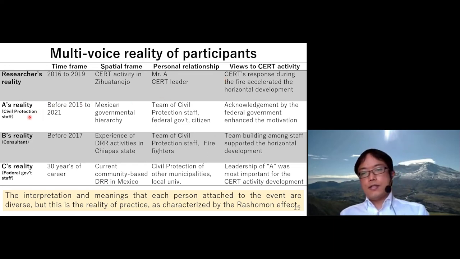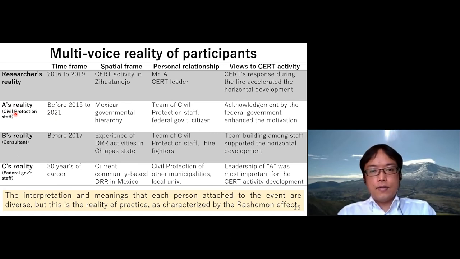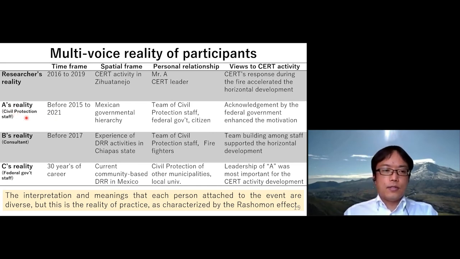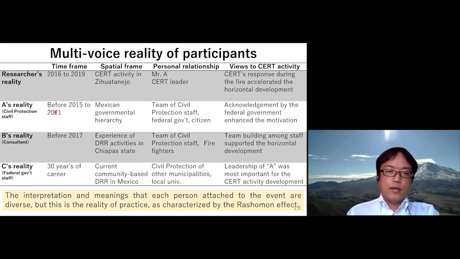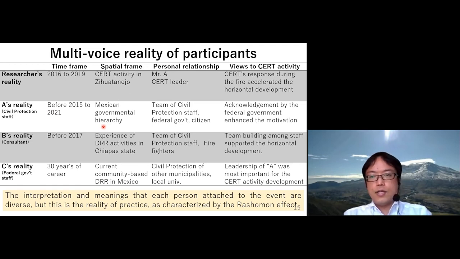So after viewing these visual ethnography movies, Rafael-san commented from a totally different time frame, because he has been working in the civil protection, part of the government, even before 2015 to 2021. And as you maybe noticed, he emphasized that now SART activities and the civil protection of Xihuatanejo is acknowledged by the state level or by the federal government. So actually that was an important motivation, an important factor for him to promote other SART activities. So actually that was his reality.